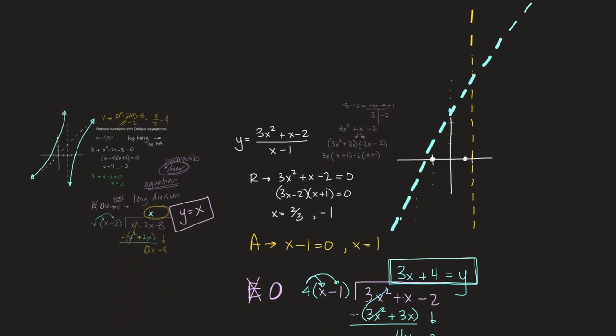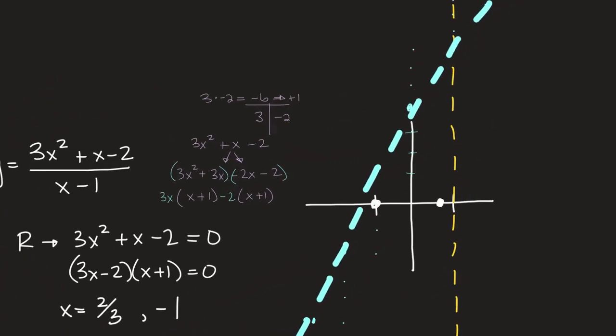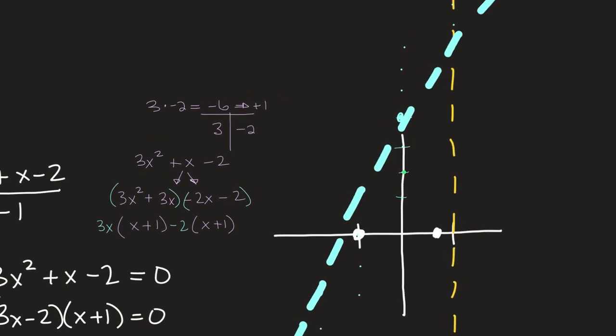Okay, on to what else we got. Your y. Where does it cross your y-axis? So 3 times 0 squared plus 0 minus 2 over 0 minus 1, and we get positive 2. So it's going to cross here at positive 2.